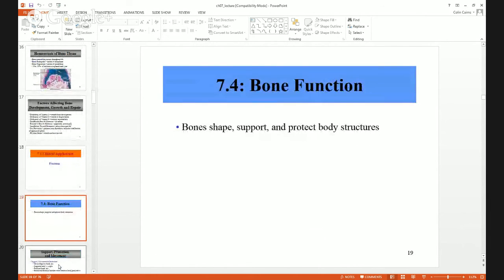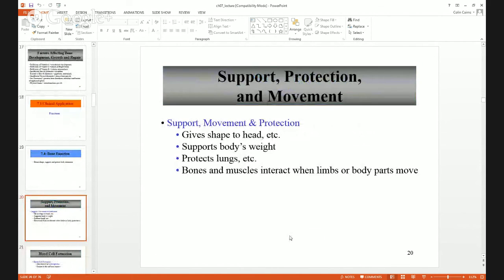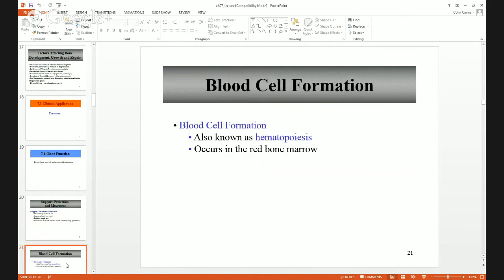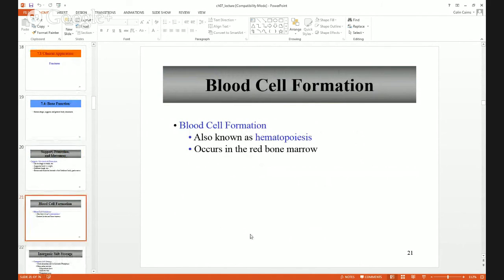Bone function. Bones shape, support, and protect body structures. They give shape to the head, support the body's weight, protect the lungs, and bones and muscles interact when limbs or body parts move. There's also blood cell formation, also known as hematopoiesis, that occurs in the red bone marrow.